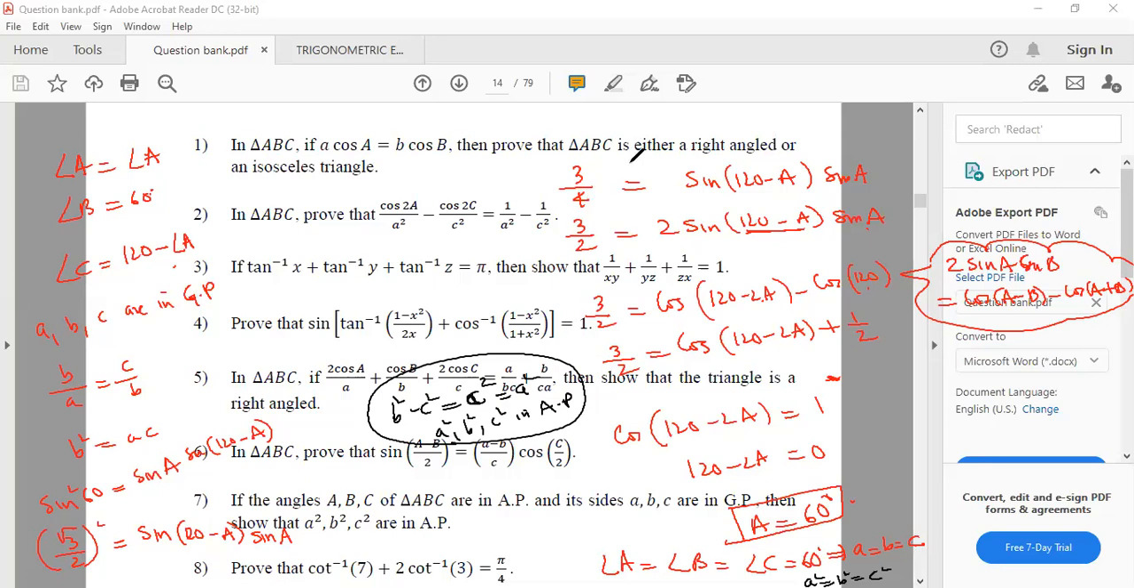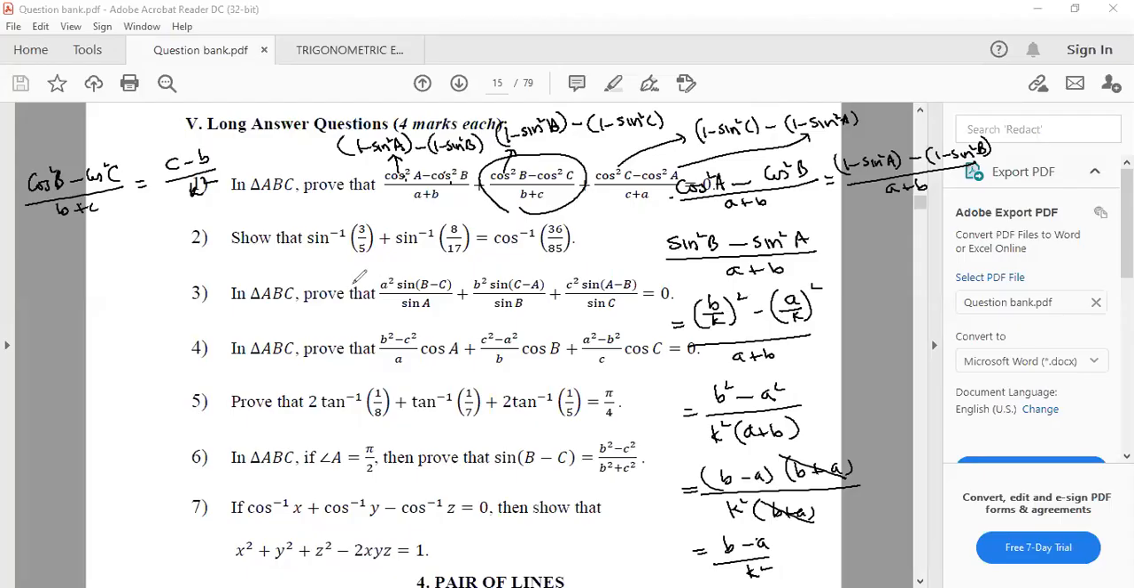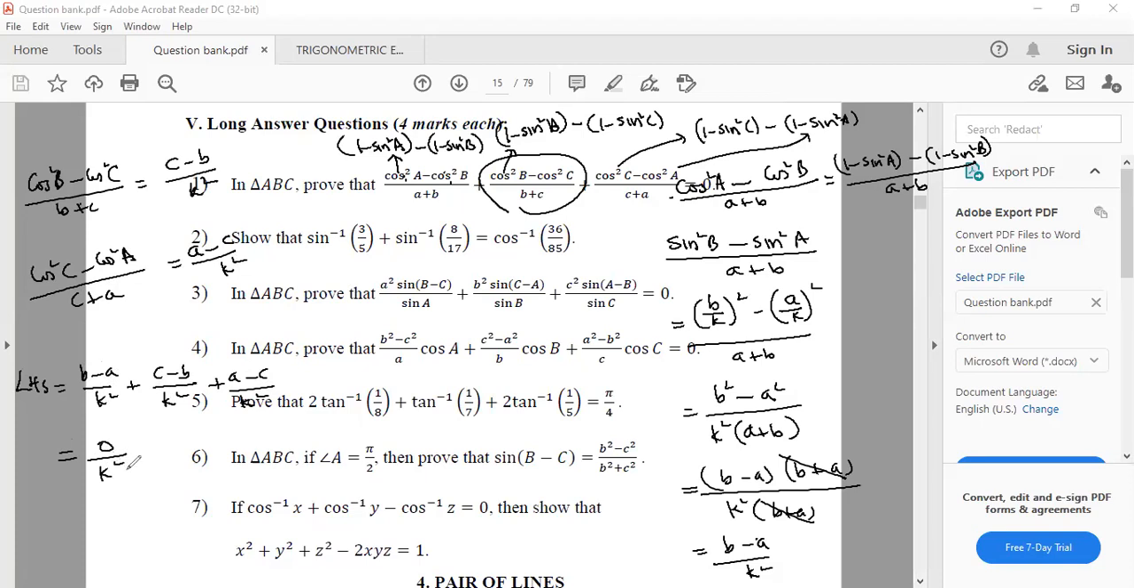Yes, sir. Have you all completed? Yes, sir. Then cos square C minus cos square A upon C plus A is A minus C upon K square. Now substitute in LHS, everything will get cancelled. Then 0 upon K square will come. Yeah, 0 upon K square.